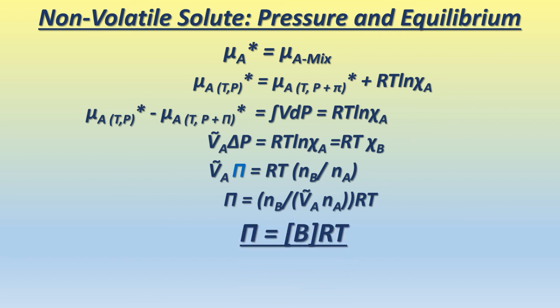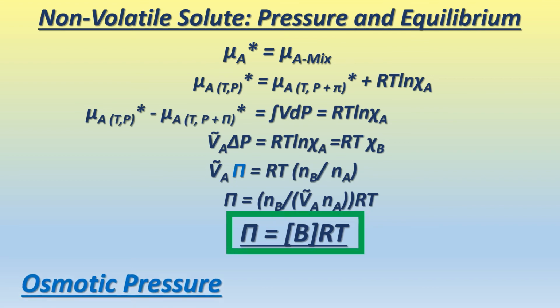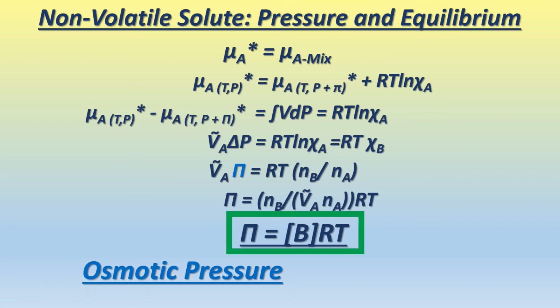In other words, you have the osmotic pressure relationship, where the osmotic pressure of a solution is equal to the molarity, moles of B per liter of A, times RT. So osmotic pressure, also learned in general chemistry, is once again the consequence of the second law.